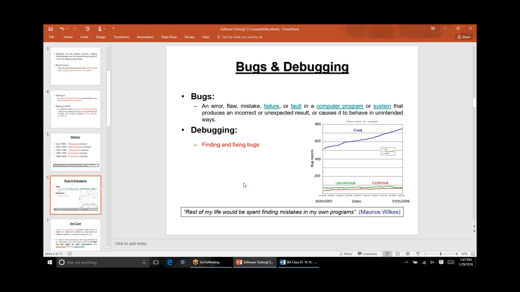So bug is an issue, a defect, a fault, and debugging is the process of finding those bugs and fixing those bugs.